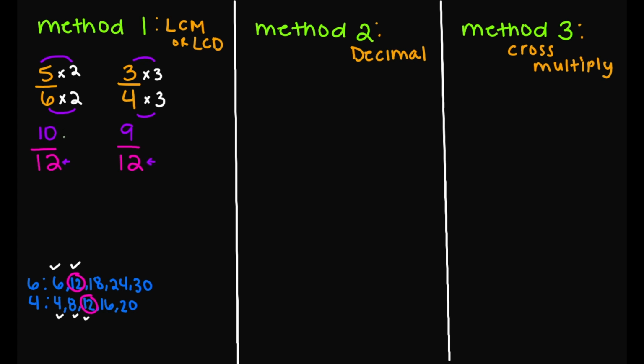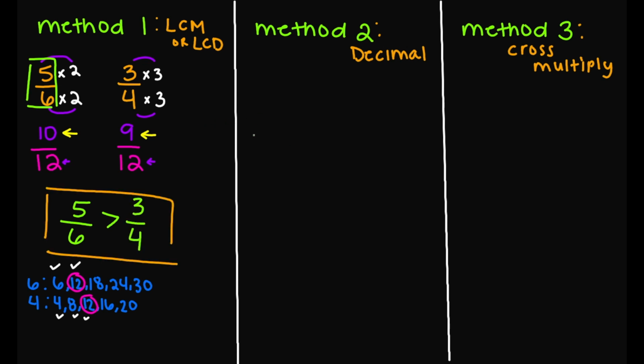So now if I compare these two fractions, which one is larger? Is it the 10 or the 9? And just by looking at these two fractions, I see that 10 over 12 is larger than 9 over 12. Since 10 over 12 is greater, then you know that this fraction here is greater than 3 over 4. So your answer here is going to be 5 over 6 is greater than 3 over 4.